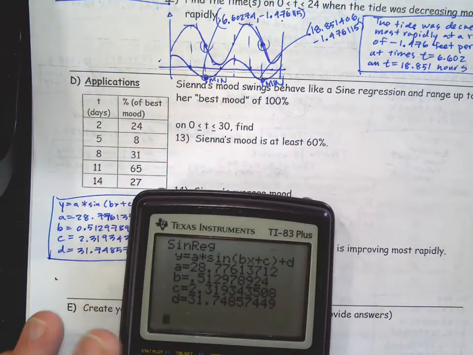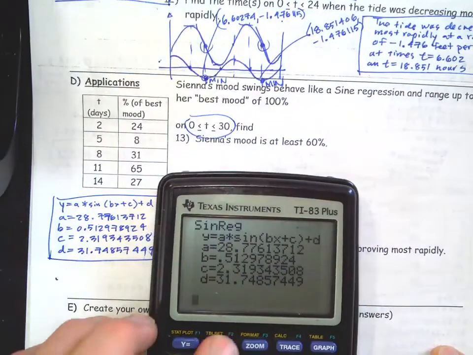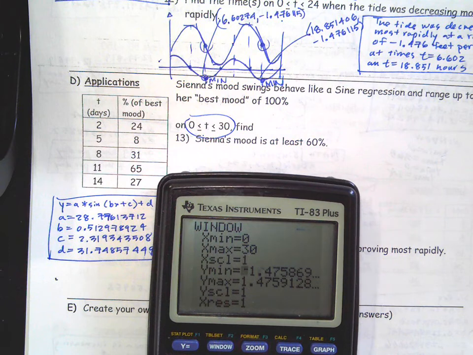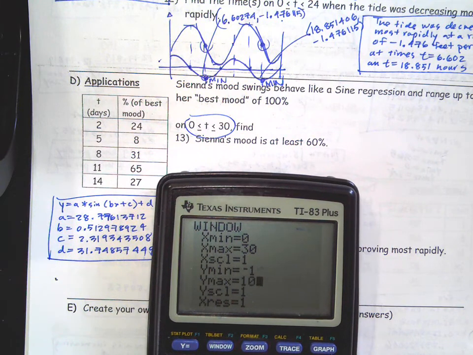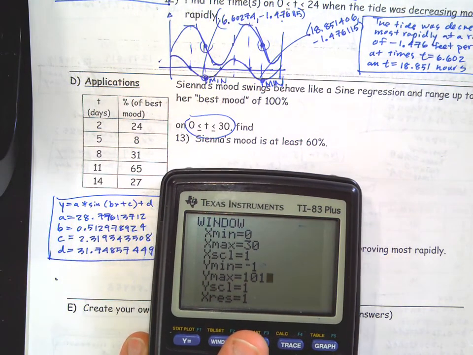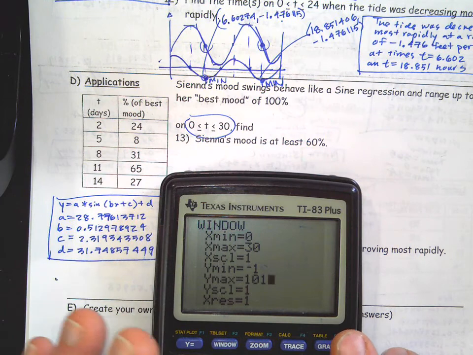Okay, now they give you a domain here that says days. So we're going to go to window. We're going to say 0 to 30. I guess we're thinking -1 to 101, if it's between 0 and 100%, maybe, potentially. Maybe she never gets to 100% happy or 0% happy. Let's graph it. Make sure you're in rating mode.